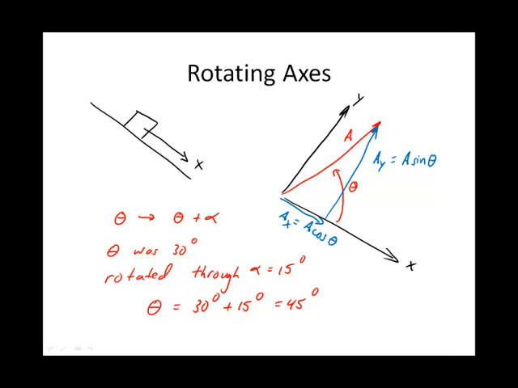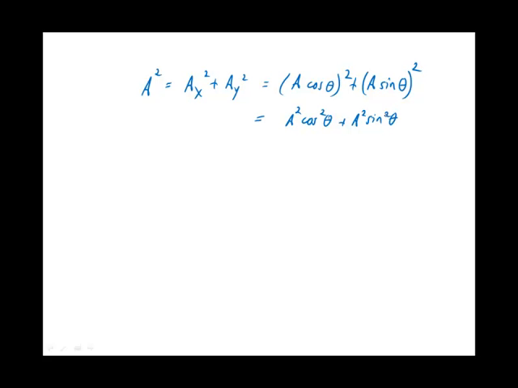Now the magnitude of A won't have changed at all, but if we look at that, if I write A squared equals A sub x squared plus A sub y squared, that's equal to A cosine theta squared plus A sine theta squared, and that's going to equal A squared cosine squared theta plus A squared sine squared theta, which is A squared times cosine squared theta plus sine squared theta. But you know that cosine squared theta plus sine squared theta is equal to 1. Doesn't matter what theta is. So changing my angle does not change the magnitude of A. Same vector, same size. But the direction will have changed. So the x and y components are different, but their net magnitude is the same.